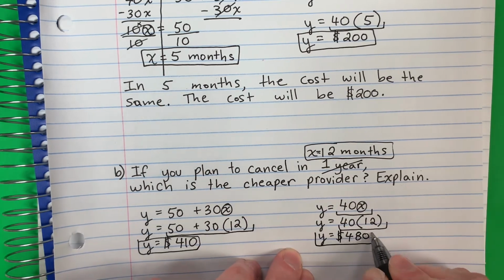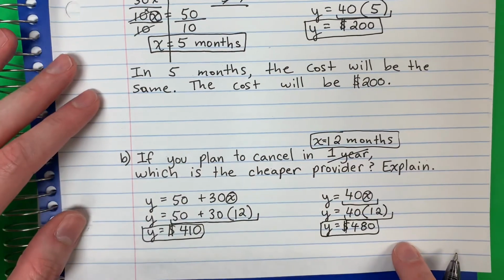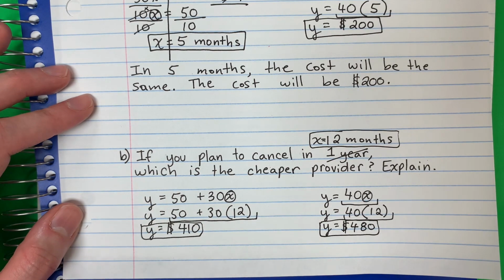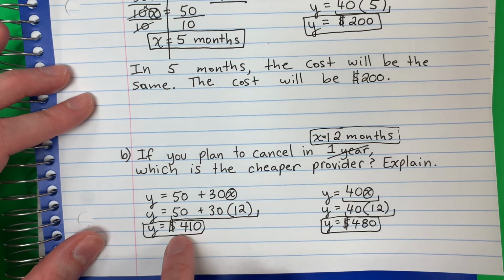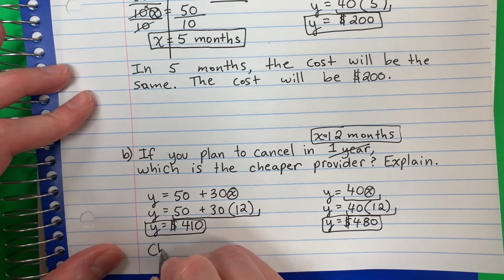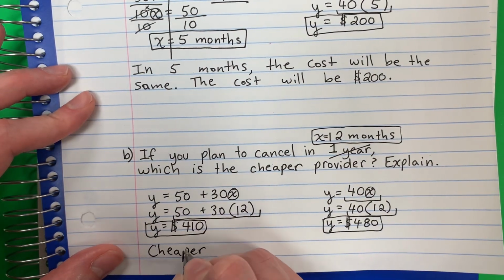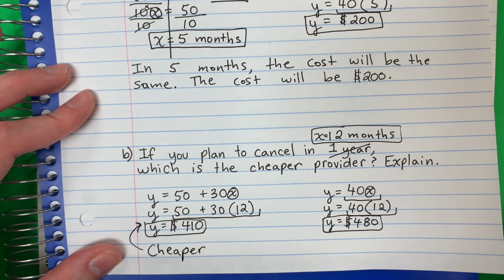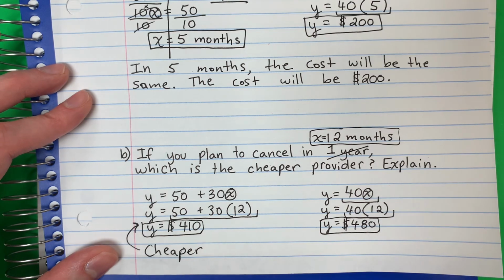So guys, for 12 months, which one is cheaper? Por 12 meses, ¿cuál es más barato? This one is cheaper. So for 1 year, this one is cheaper. The first company is cheaper. La primera compañía es más barato for 1 year, por un año.